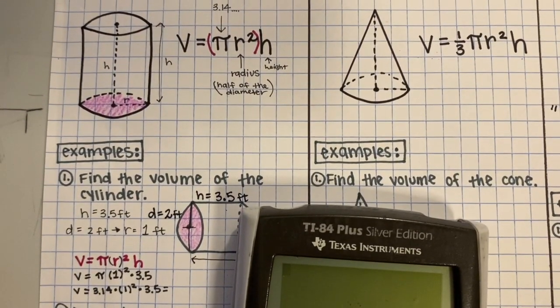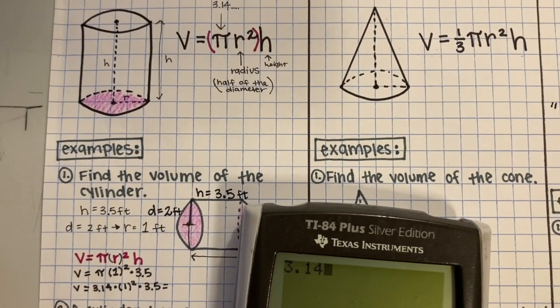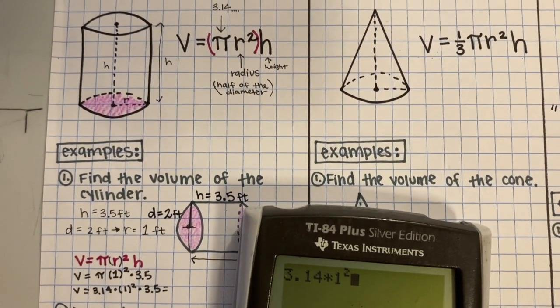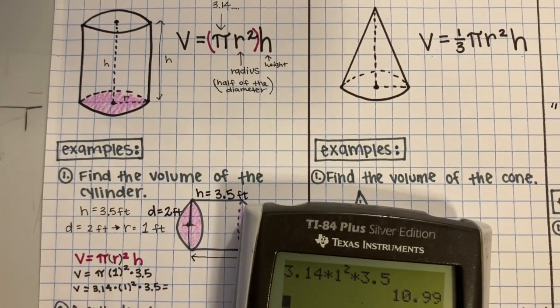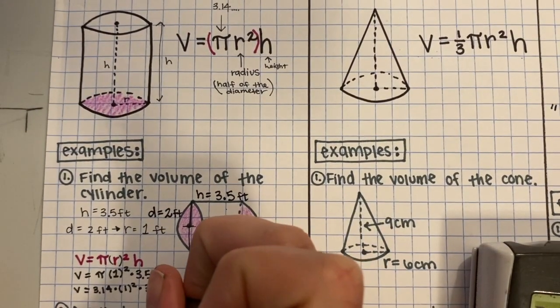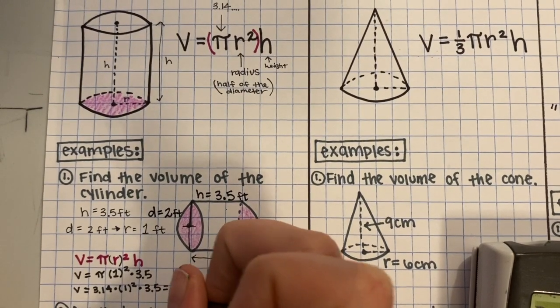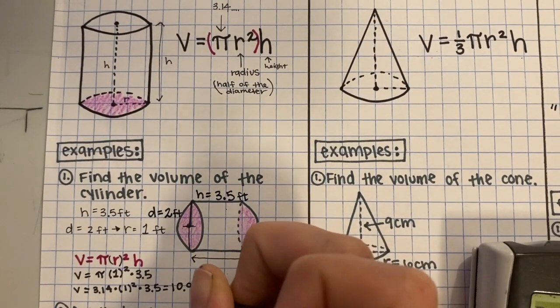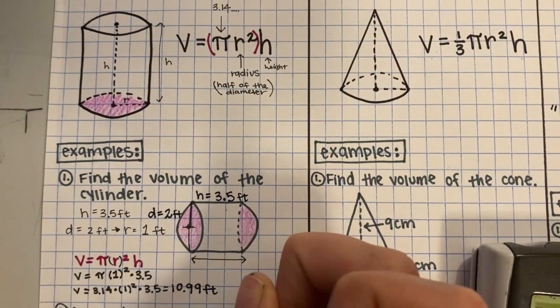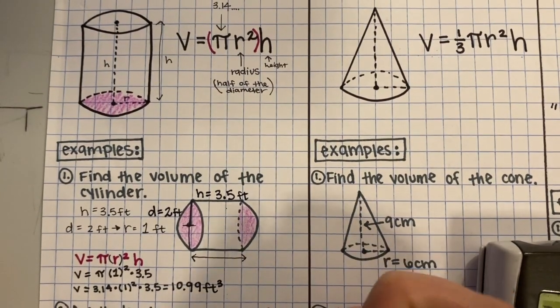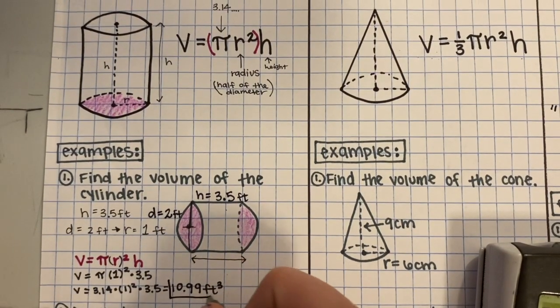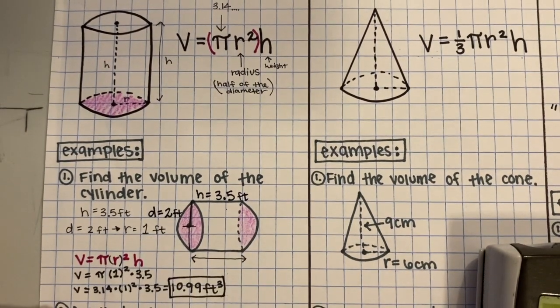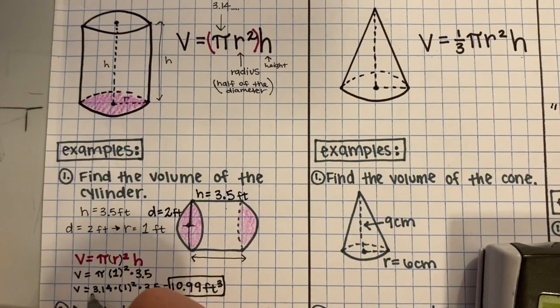So we would have 3.14 times our radius squared times 3.5. So I would get 10.99. This is volume, so your units are cubed. So feet cubed. That's the answer if they told you to use 3.14 for pi.